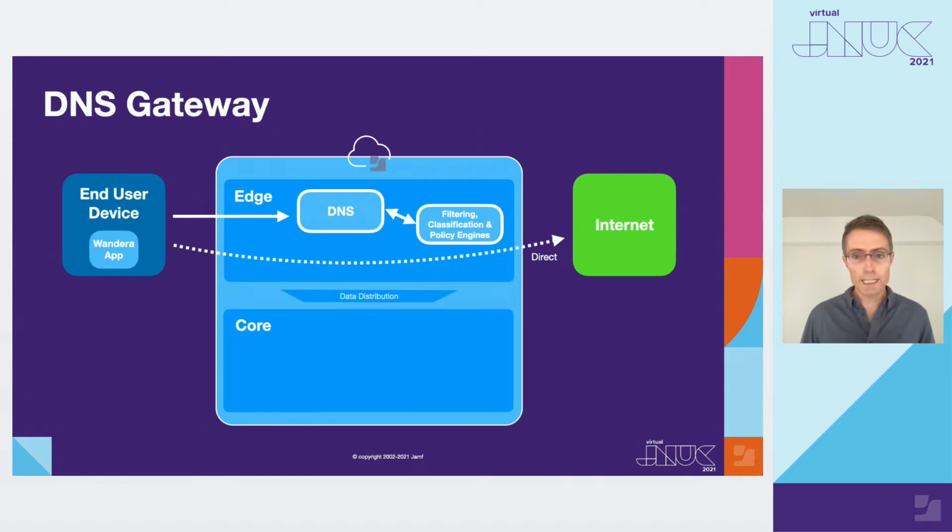Similar to the proxy use case, we apply filtering, classification, and policy in real time, which ultimately determines which internet activity is allowed and which is blocked. But because it's a DNS deployment, only DNS traffic is routed via the Jamf Security Cloud. The actual content traffic, which is illustrated by that dotted line, will route directly to the relevant internet resource.